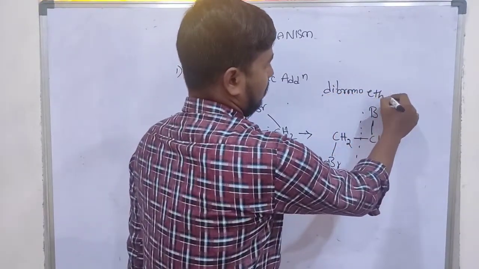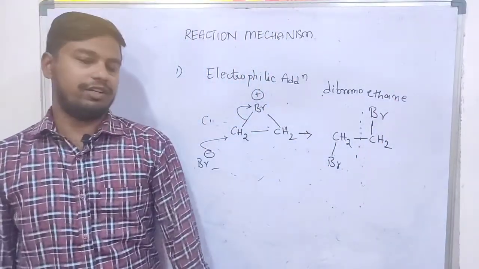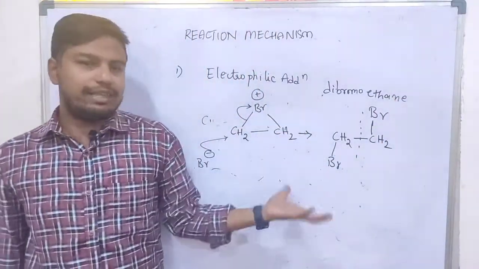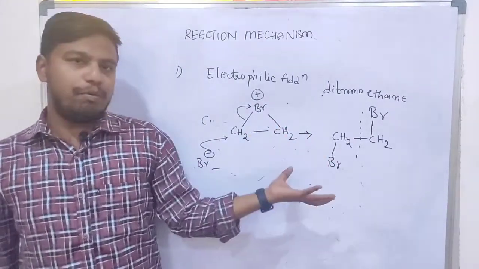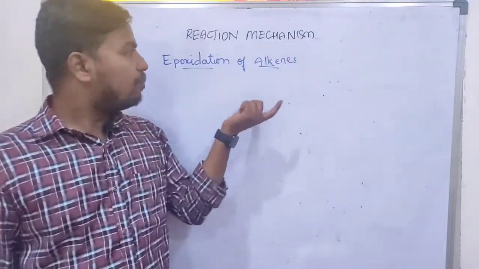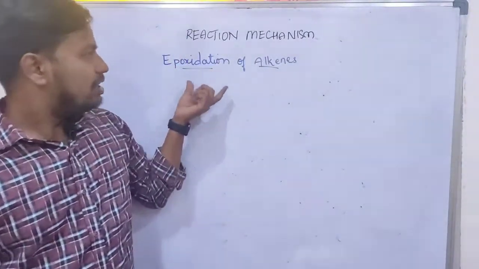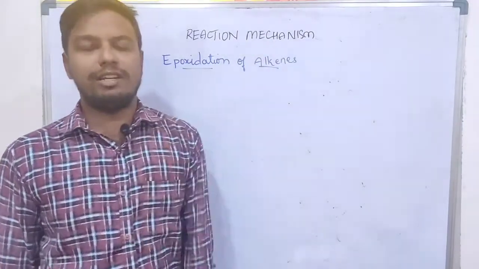Dibromoethane molecule. This is one of the classic examples of a new electrophilic addition reaction. Okay, so we will see some examples where the electrophile is going to add in a different way. That is important. This is basic, right? Yeah, now we will understand the epoxidation of alkenes. In general, epoxide formation from alkenes is like an electrophilic addition reaction only.